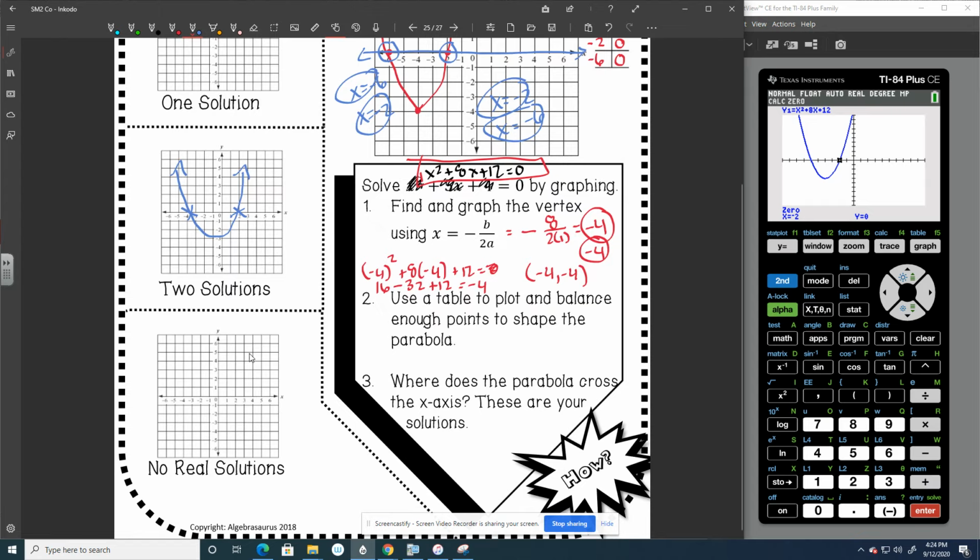And then no real solutions happens when I don't ever cross. So if my parabola was up here like this, and I never crossed that x-axis, there would be no real solutions because I never crossed that x-axis. Y does not ever equal 0, and so I can't have a solution, okay? So let's try a couple of these.